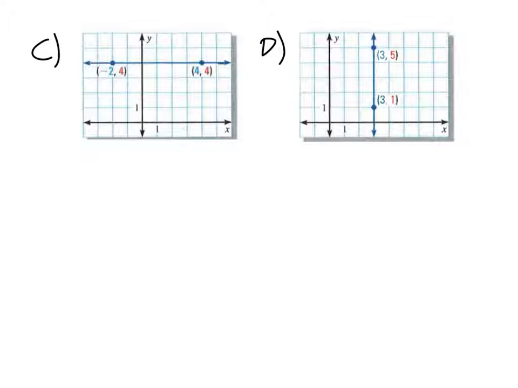Now, some lines might look different than others, but we do them the same way. These 2 examples aren't diagonal, but we can still find the slope by finding the rise over the run, or the vertical change over the horizontal change.